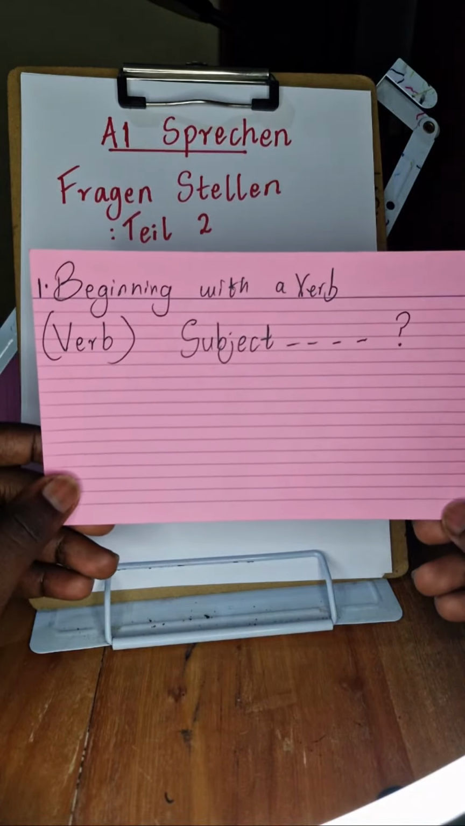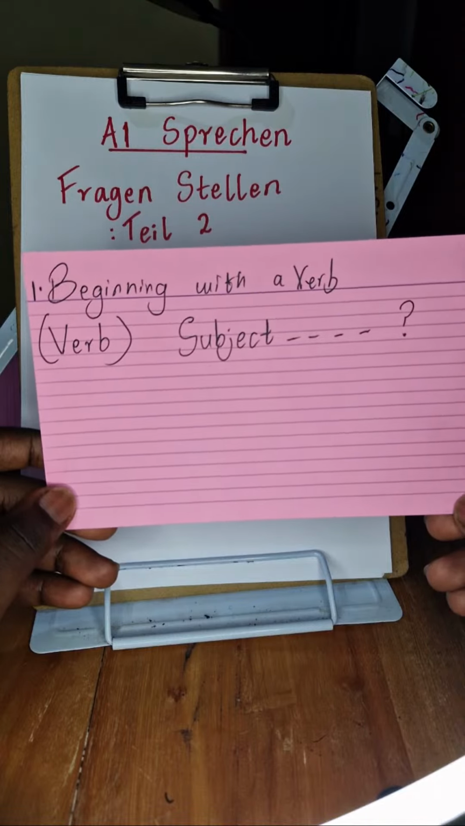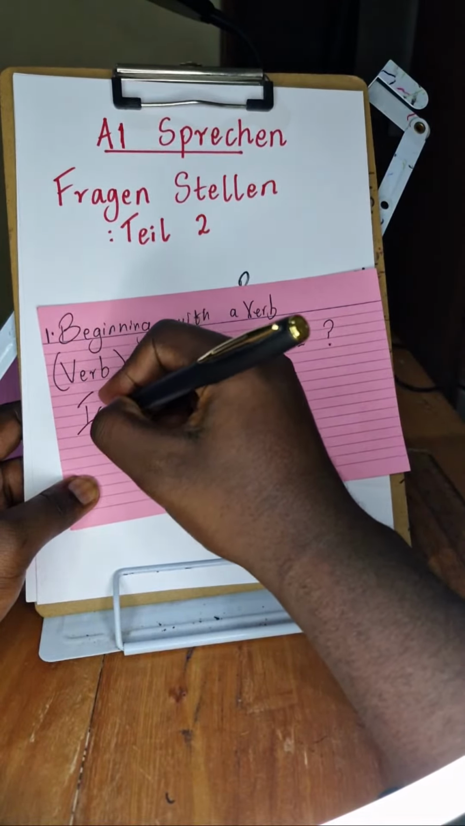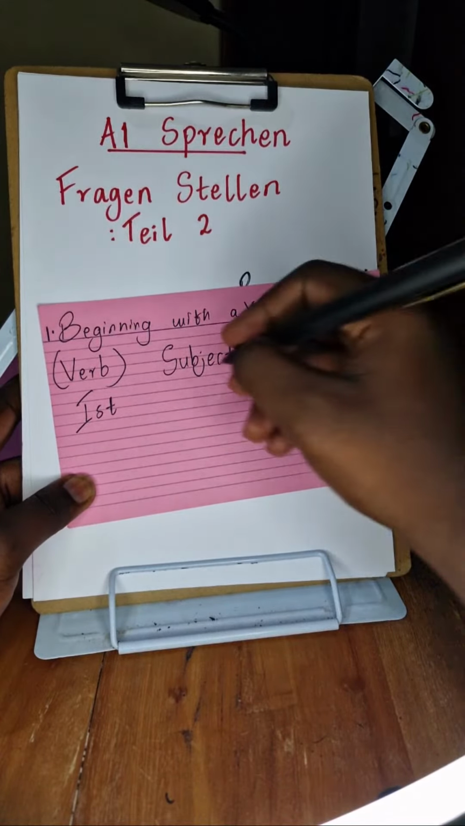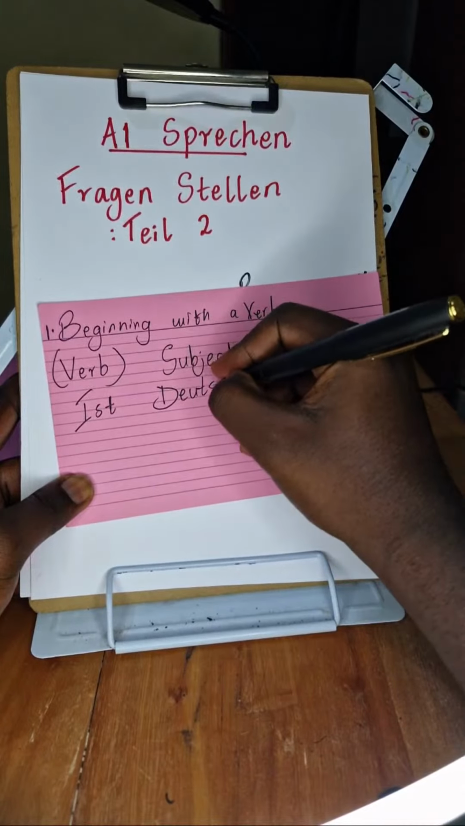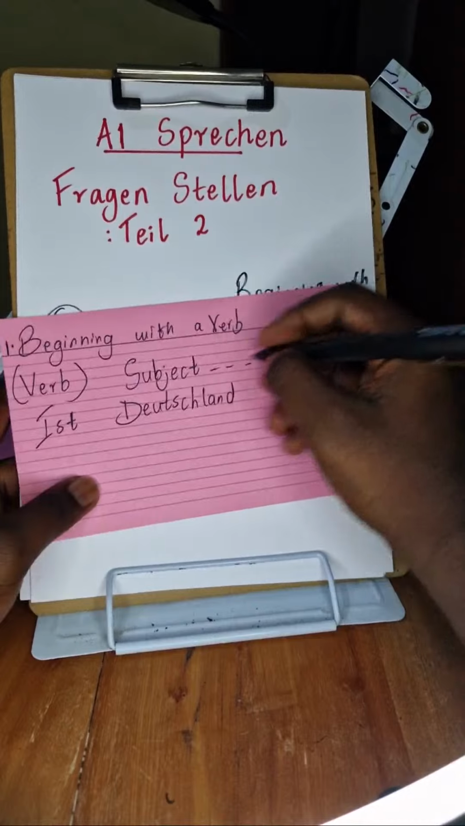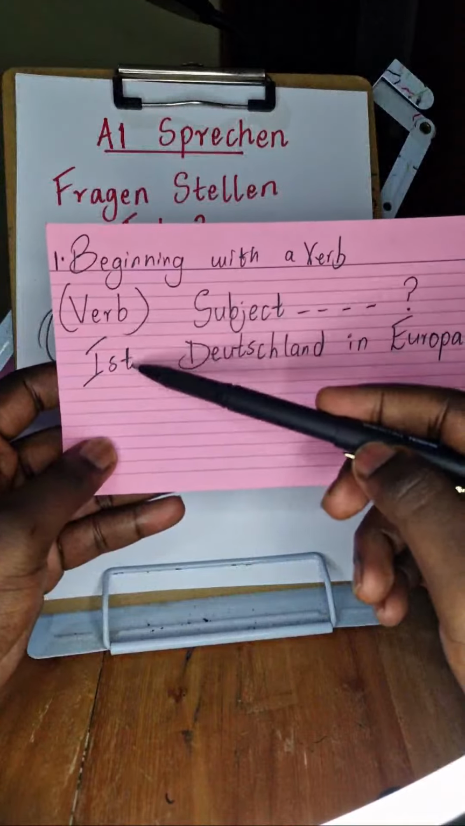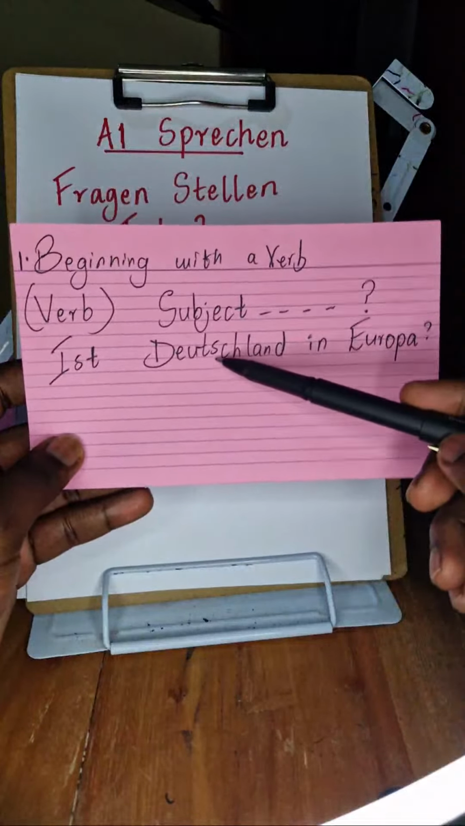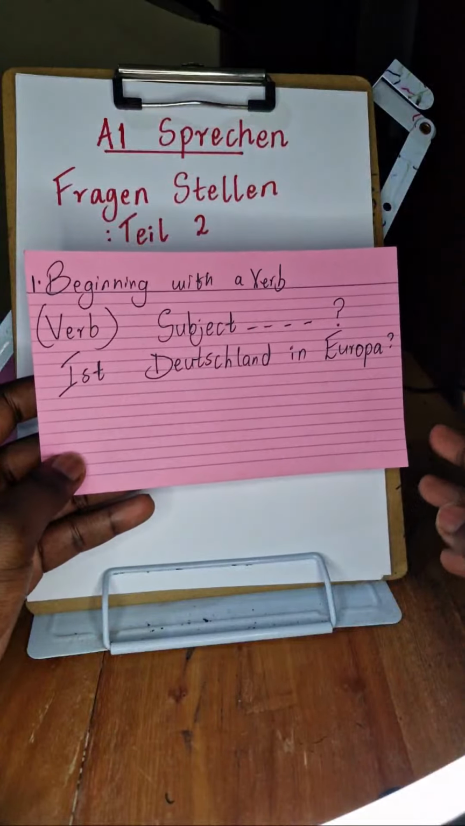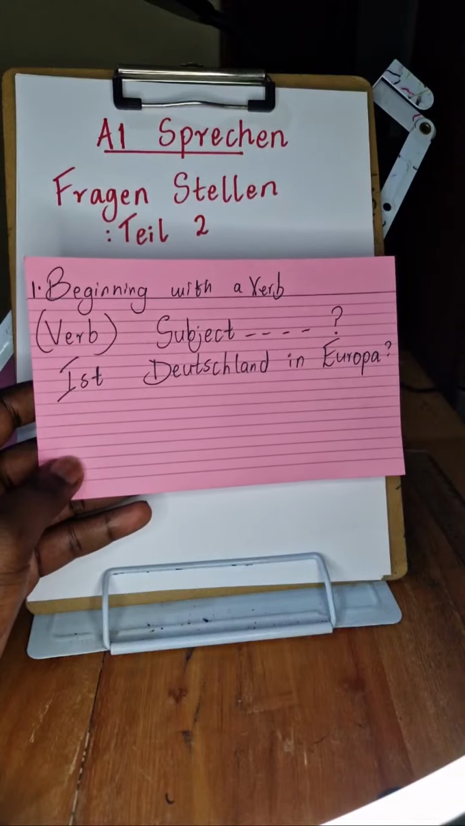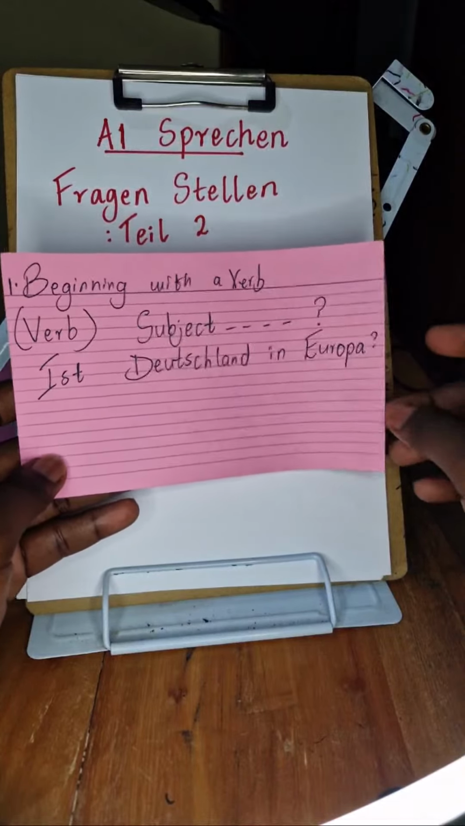So maybe you want to ask somebody, is Germany in Europe? So I would now say, Ist Deutschland in Europa? And you can see it follows the order that I begin with my verb ist and then the subject Deutschland in Europa. You could simply answer by saying, ja, Deutschland ist in Europa. Oder nein, Deutschland ist nicht in Europa, depending on the point to ask.